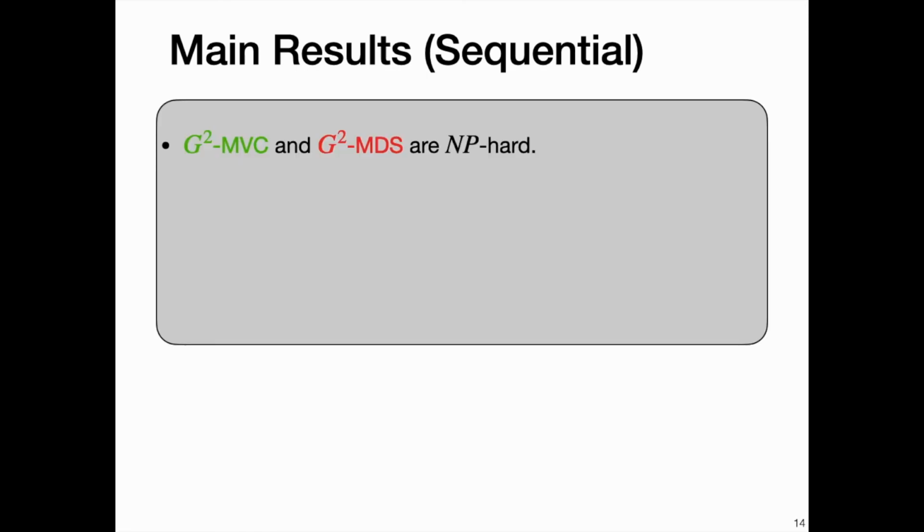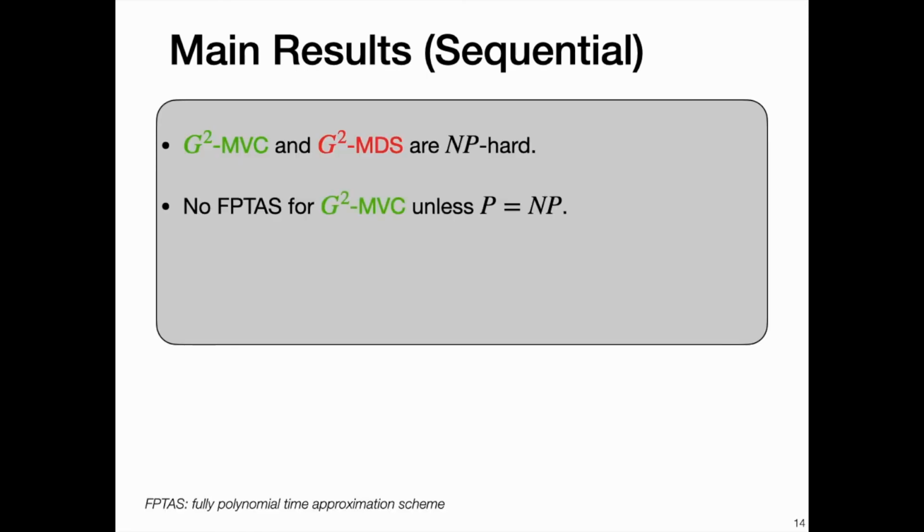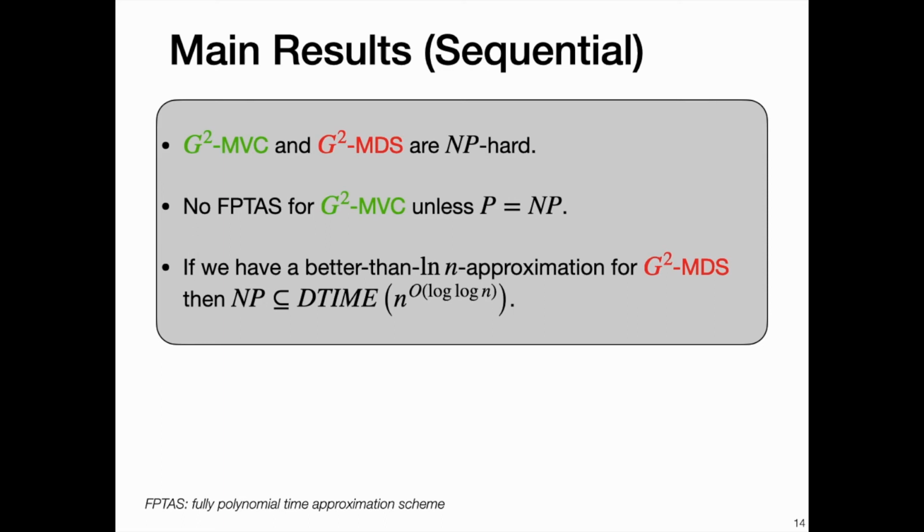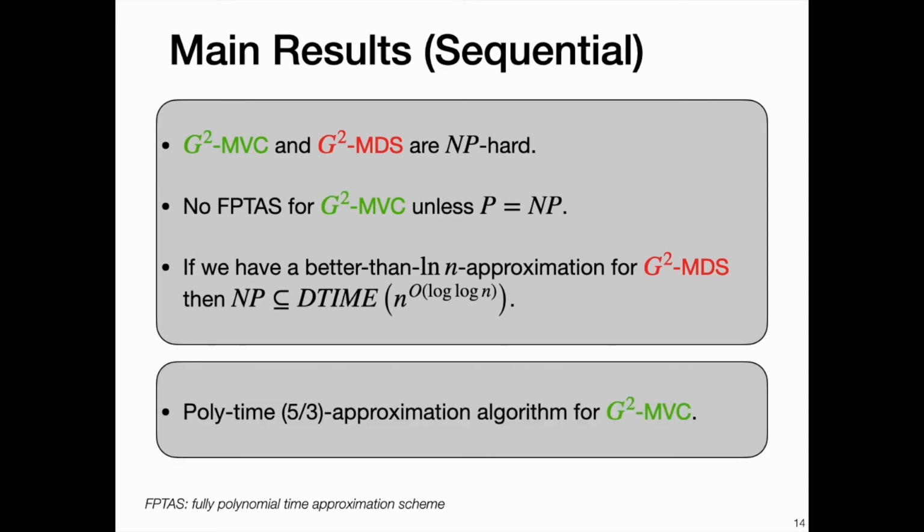These gadgets also allow us to get sequential hardness results, such as NP-hardness for both problems, no fully polynomial time approximation scheme for G squared MVC, and no better than log n approximation for G squared MDS. We also show a polynomial time 5 over 3 approximation for G squared MVC.